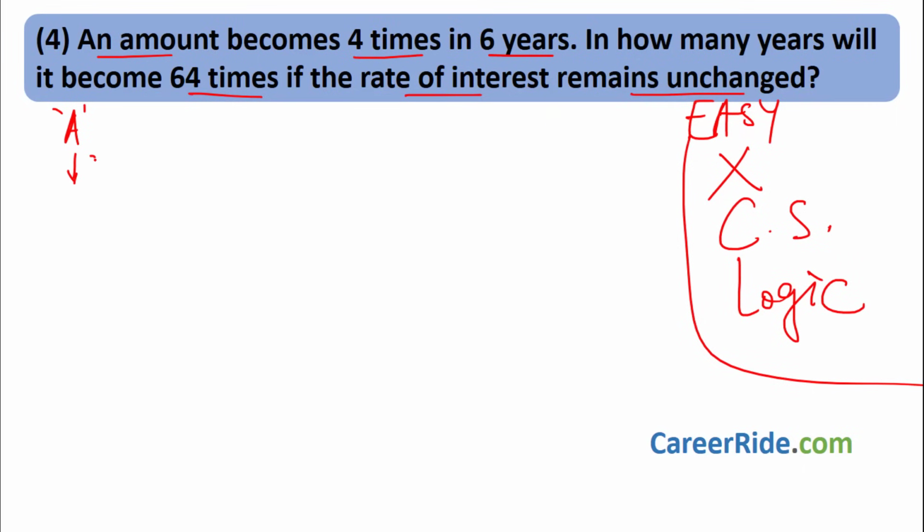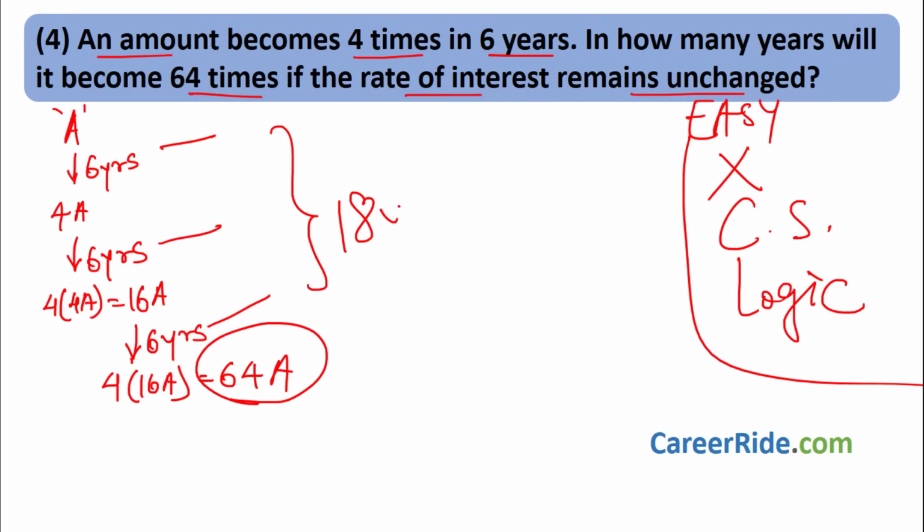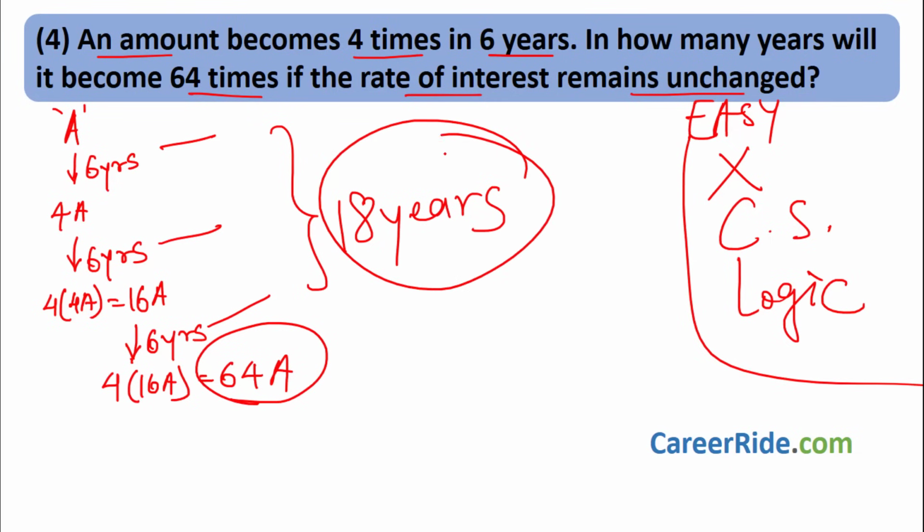In 6 years it will become 4 times, it will become 4A. Again after 6 years it will become 4 times, that is 4 times 4A. What that means? It becomes 16A. Again after 6 years it will become 4 times, that is 4 times 16A, that is 64A, and that is what we want. After how many years does it become 64 times? 6 plus 6 is 12 plus 6 is 18 years. So 18 years is the answer. See how easy it was. Moving to question number 5.